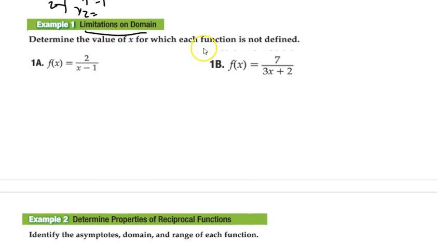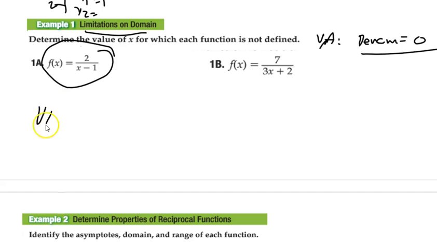Limitations of the domain. This is the same thing as our vertical asymptotes, because they're the exact same limitation of the domain. So how are we going to find this? We're going to set the denominator equal to 0. That's how we're going to find these limitations to our domain. These are just the vertical asymptotes. So here, let's find our vertical asymptote.